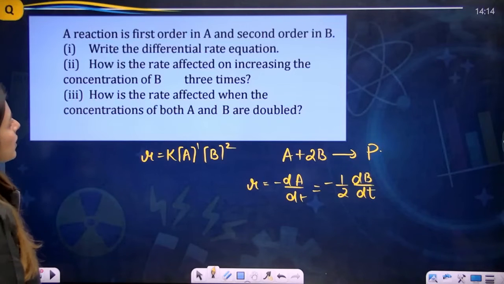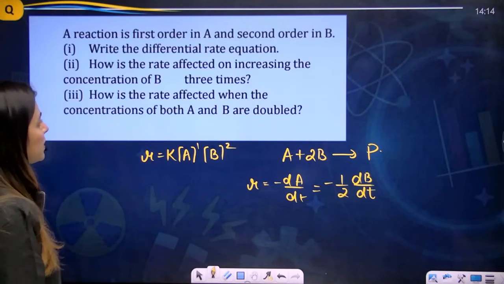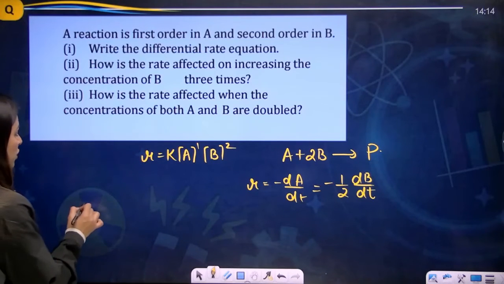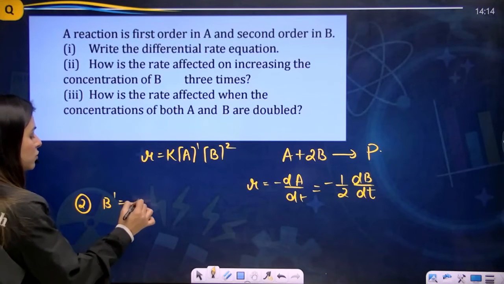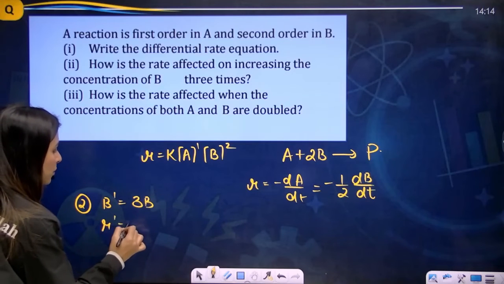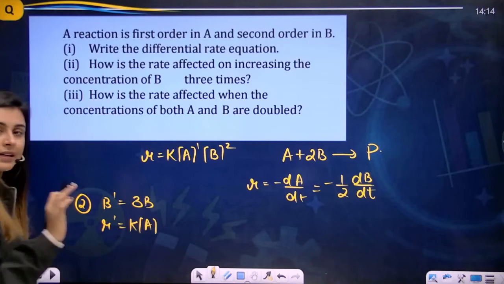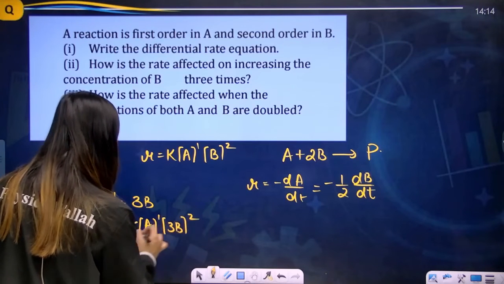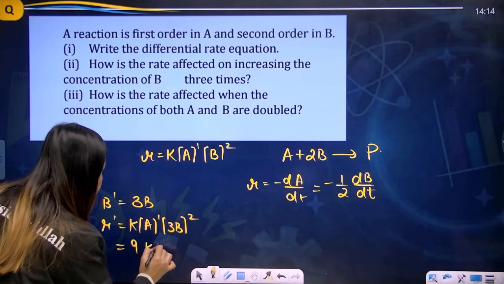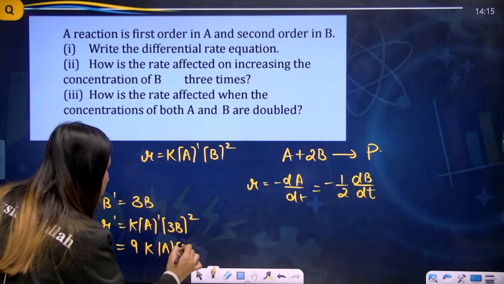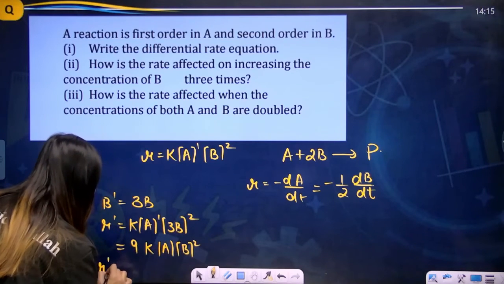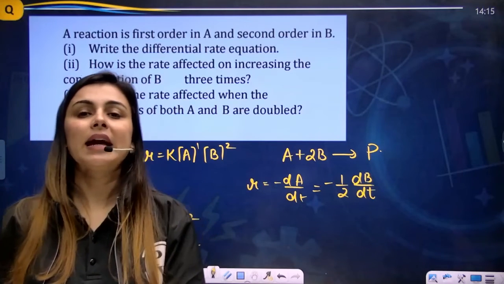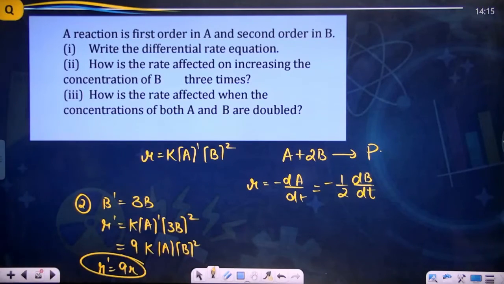The second is how is the rate affected on increasing the concentration of B 3 times. Now, if you increase the concentration of B 3 times, your B dash would be 3 times of B. So your R dash would be K into A, A is intact, it is same, B is 3 times of B whole 2. So 3 squared is 9. So 9 K A B whole square. So can I say that R dash is actually equal to 9 times of R? Yes. So the rate increases 9 times. Perfect.